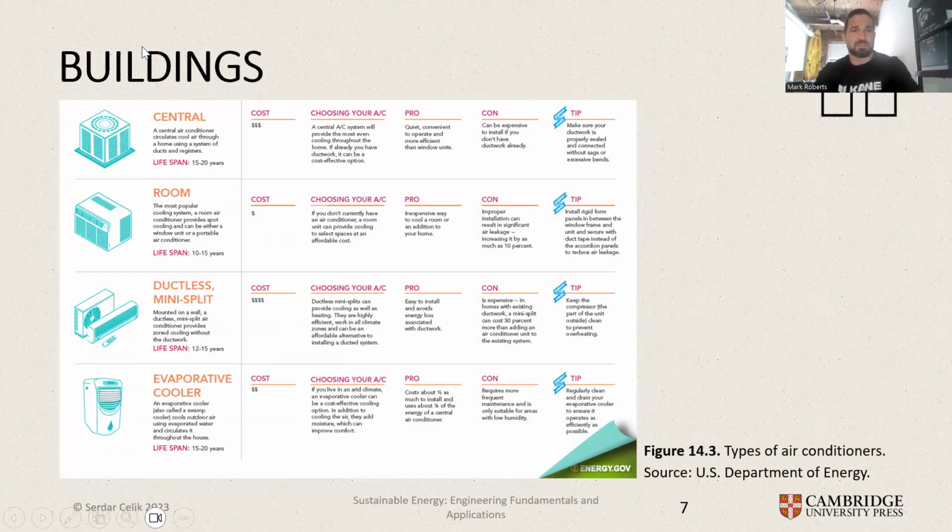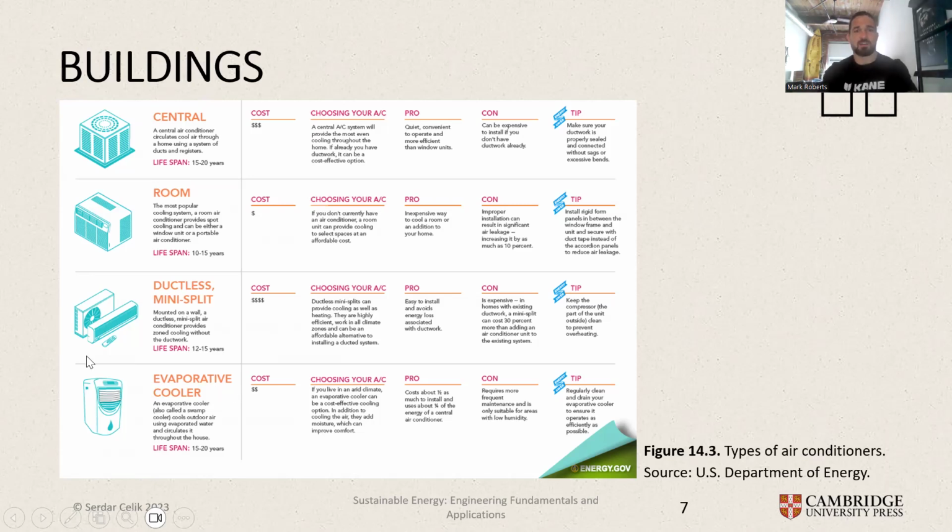Okay, so when it comes to central heating and cooling, there are many options, and particularly when it comes to cooling, a common one is central cooling. We can also have AC per room, and this could be window or wall units. There's cooling called ductless mini splits, where there's a duct mounted on the wall that's connected to the outside component, and then we can also have evaporative coolers.